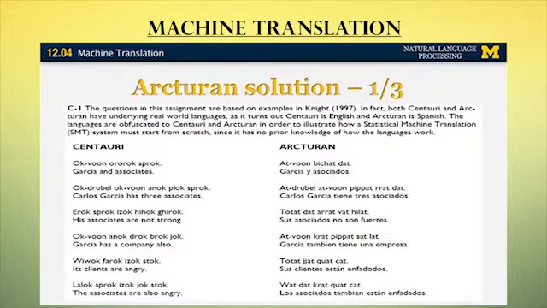It turns out that even though those languages were labeled as Centauri and Arcturan, they're in fact English and Spanish, and this is the example that was used by Kevin Knight in 1997 to introduce how machine translation works. So every word in English and Spanish was translated into some made-up word in those artificial languages. And now you can see that it makes more sense.